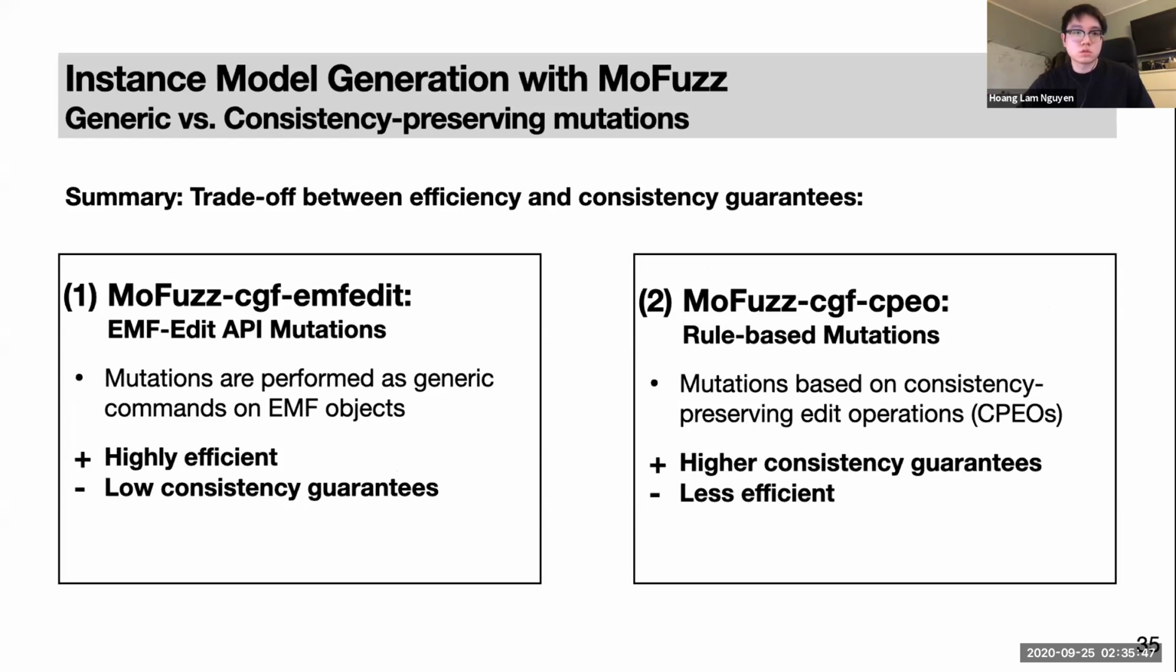So as a summary, there's a trade-off between efficiency and consistency guarantees. On the one hand, using generic mutations is very efficient, but as I've illustrated before, there are lower consistency guarantees. Using the consistency preserving edit operations as mutations yields higher consistency guarantees, but since we have to perform these checks, they are less efficient.